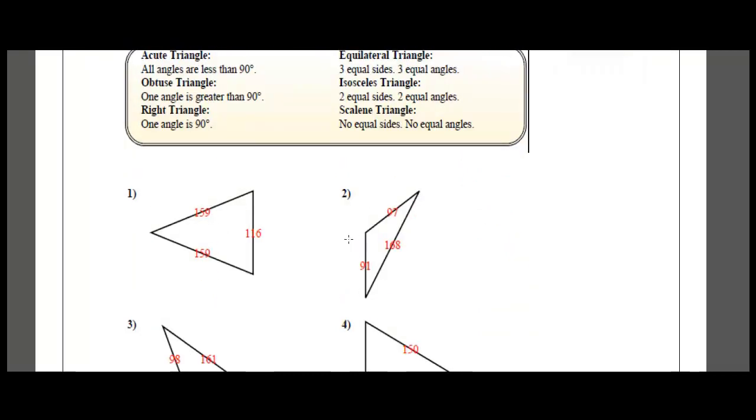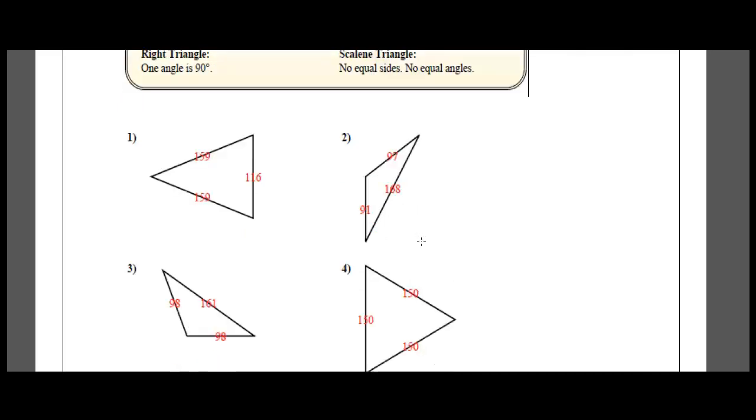Question 2. We have 91, 97, 168. So no equal sides, so it is scalene triangle. And we have here one angle bigger than 90, so it's obtuse triangle.